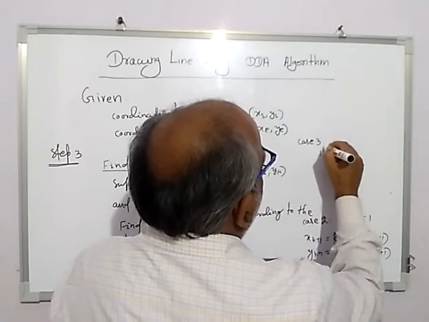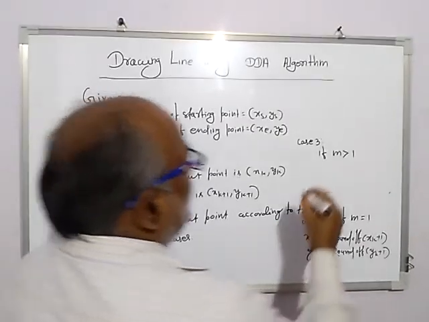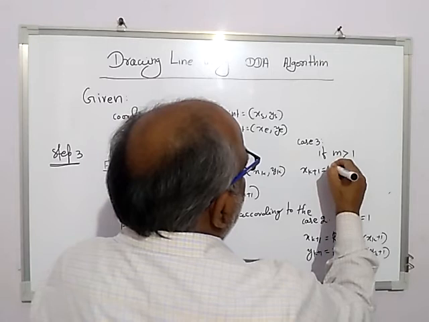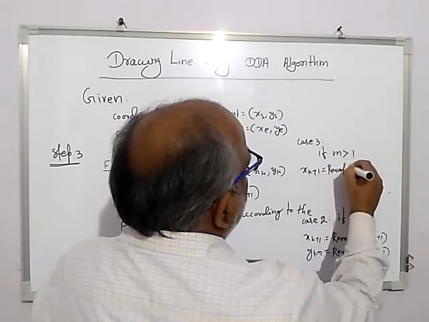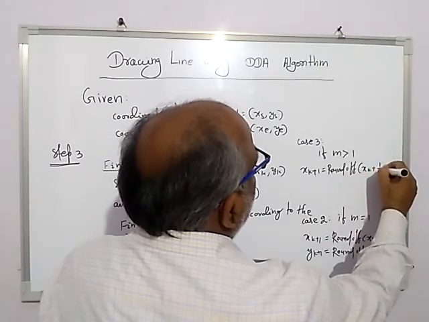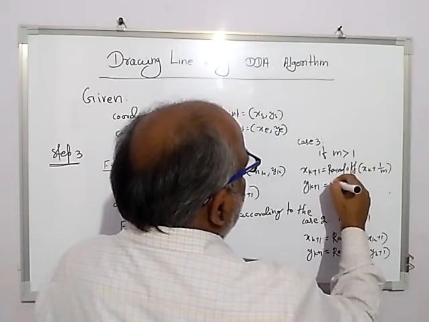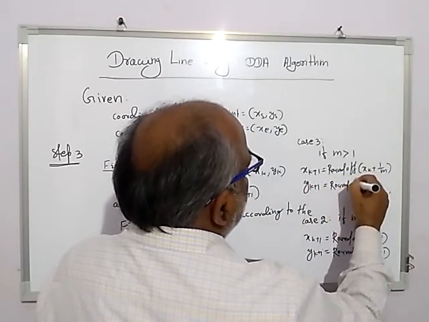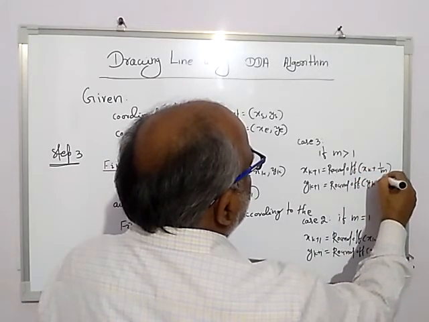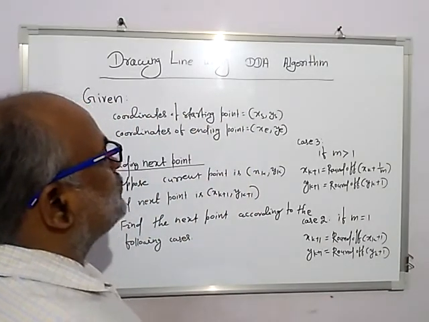Case 3. If m is greater than 1, that means if the slope is greater than 1, then xk plus 1 equals round of xk plus 1 by m, and yk plus 1 equals round of yk plus 1. So there are three cases. According to the case, we have to find the next point.